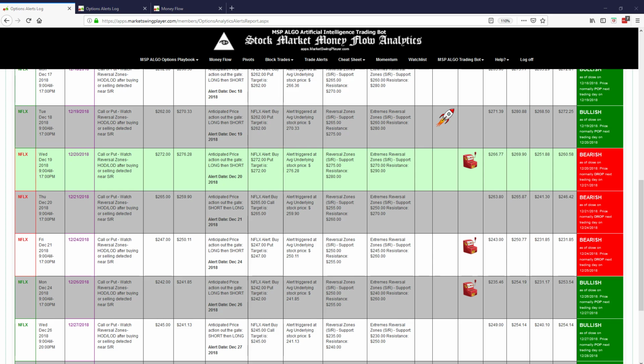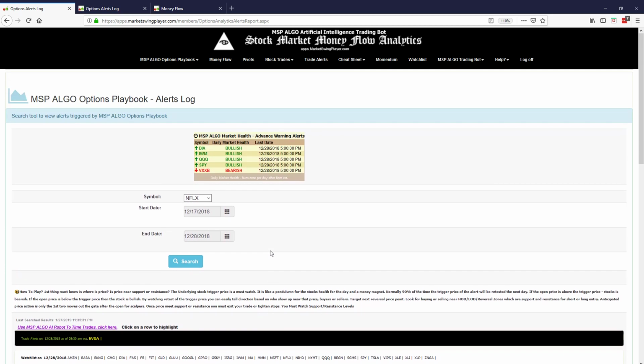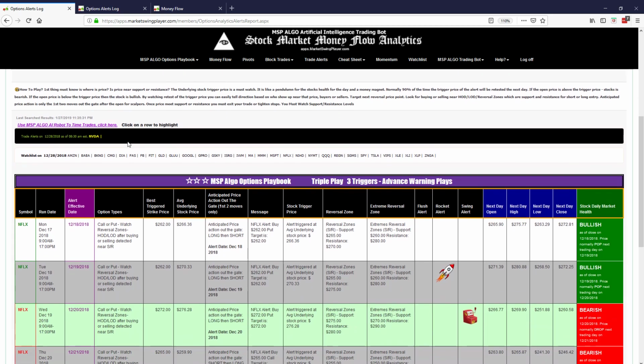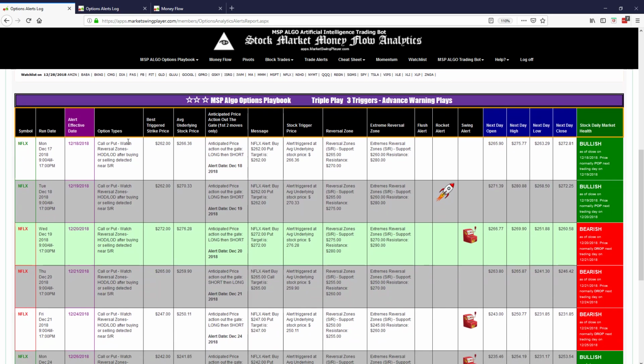All right, now right here we have what we call MSP Algo Options Playbook. It's an alerts log, and it logs alerts. The alerts that it logs pertain to price action and order flow. It's based on that. And so we've got the MSP Algo Options Playbook.